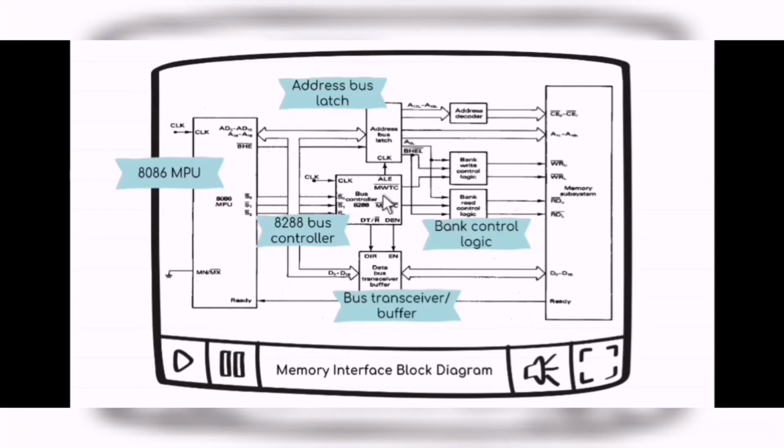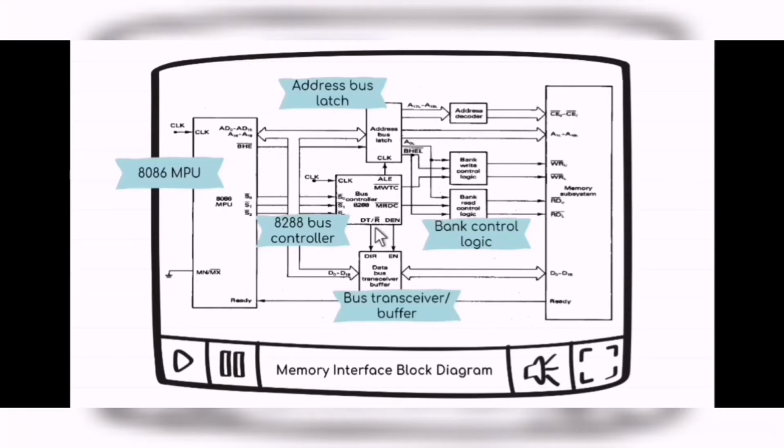Now we move to MWTC and MRDC. I will explain what is meant by MWTC and MRDC in the next slide. So MWTC bar and MRDC bar combine with A0 and BHE to set the appropriate banks of the memory array to write or read, respectively.